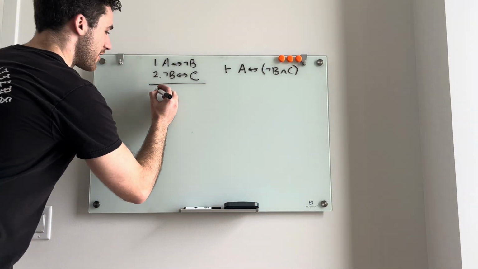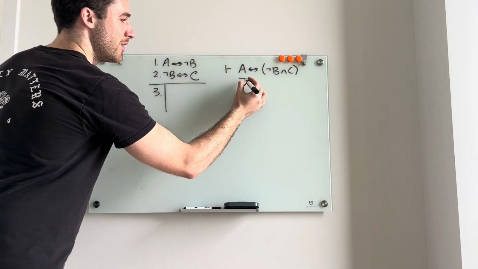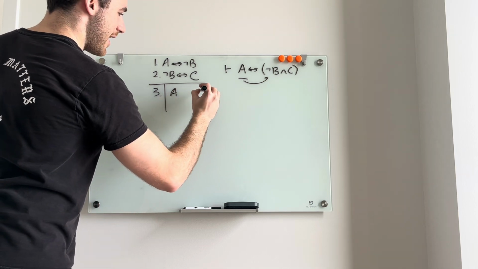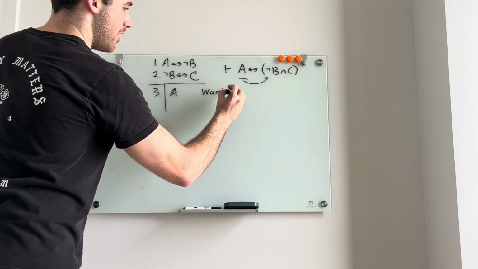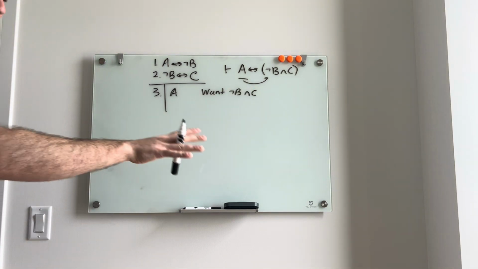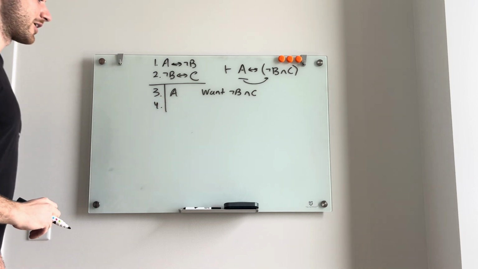Okay, let's start this thing off. So first, I'm going to assume this and try to show this. Okay, so I'm going to assume A, want not B and C. This is just a normal conditional proof so far. And I'm going to run through these a little bit quicker, okay?